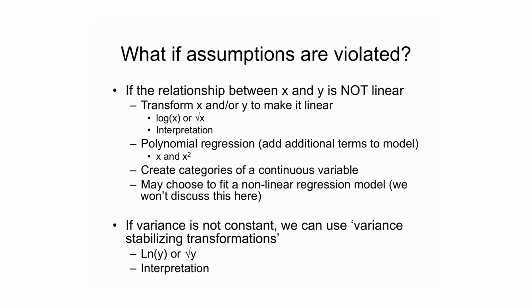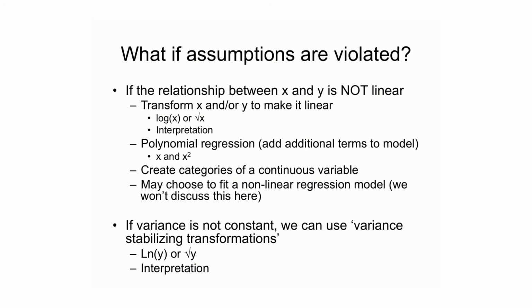So what if your assumptions are violated? Again, we talked about this last week, so I won't spend too much time on this, but if the relationship is nonlinear, you could transform x or y to make it more linear, but usually we transform x. So you could take the log of x or the square root of x, but this does complicate interpretations. You could also use polynomial regression, where you include both x and x squared in your model, and this will allow you to fit a quadratic or parabolic shape. Another way to address nonlinearity is to categorize a continuous variable.